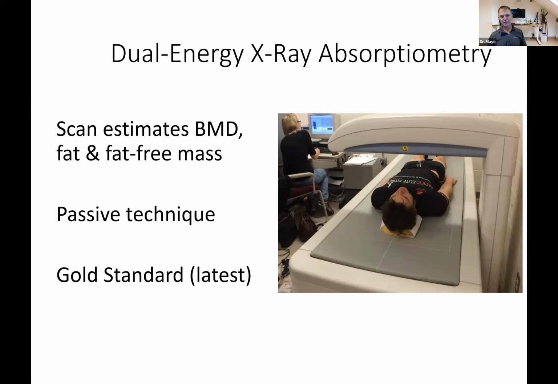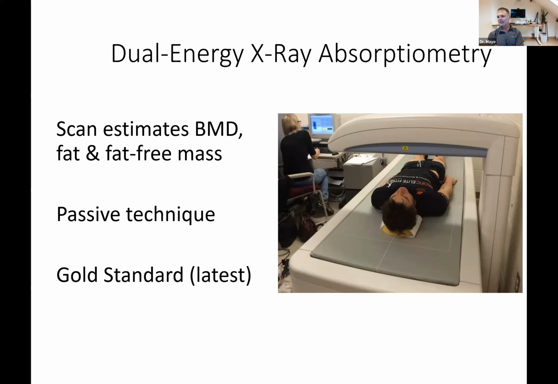And now I'm going to jump forward to the current gold standard. It's something called a DEXA scan. Anybody heard of this one? DEXA scan. And it's just a fancy way, as you see, of saying dual energy X-ray absorptiometry. That's why we call it DEXA.